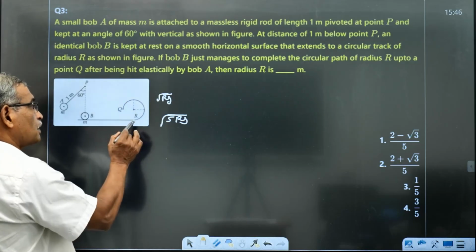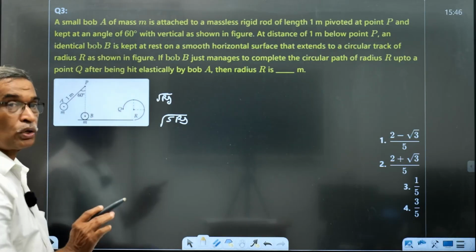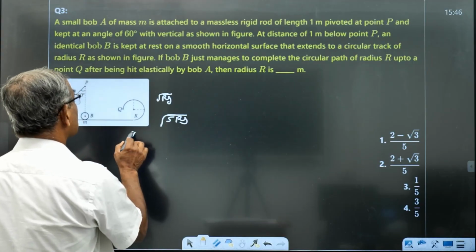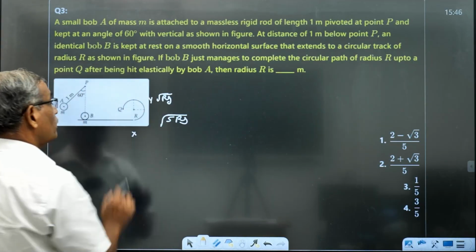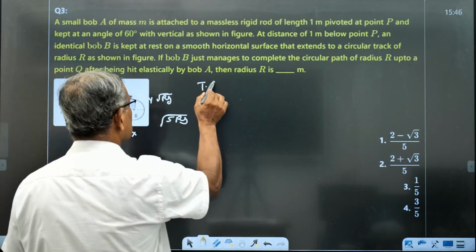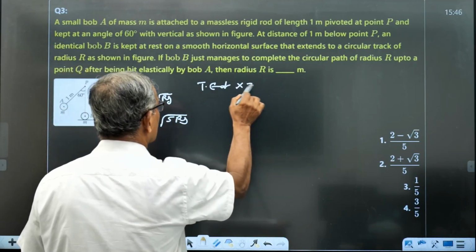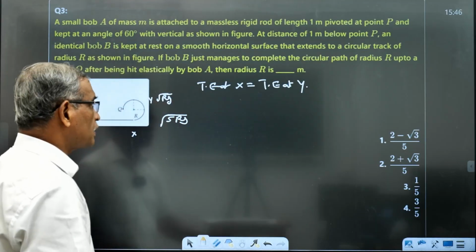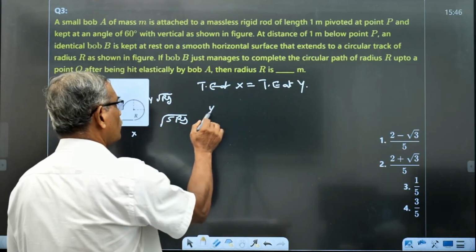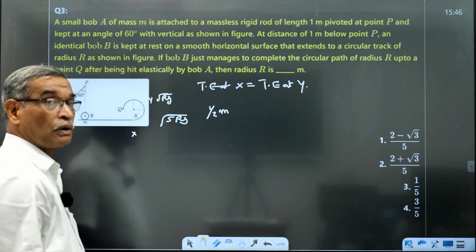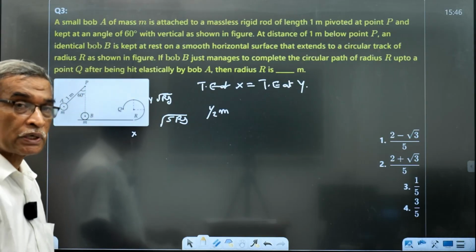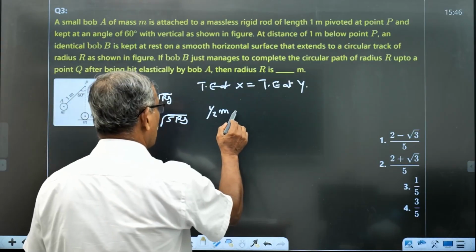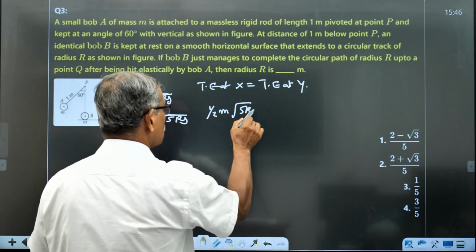And here, if you write down the total energy, our total energy here, I am saying x, and here it is y, the top. Our total energy at x equal to total energy at y. What is the velocity required at the bottom to take up vertical circular motion? It is root of 5Rg, 5Rg whole square.